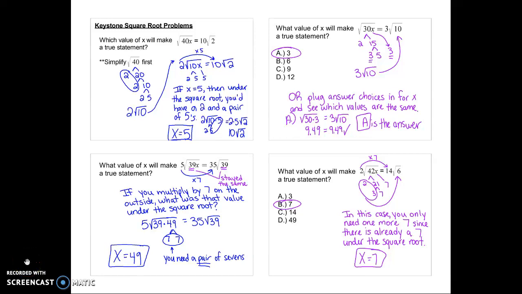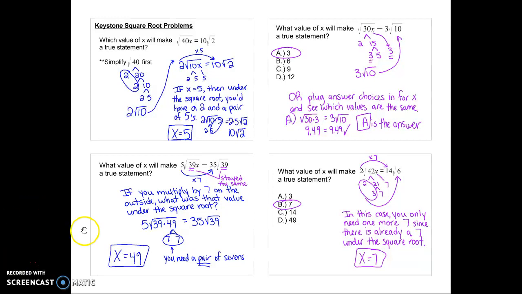Okay, this is concept number 7, which is your Keystone square root problems. These can be tough to begin, but the more you do them, the easier they get, because it's the same process every time, just different values that you're dealing with.